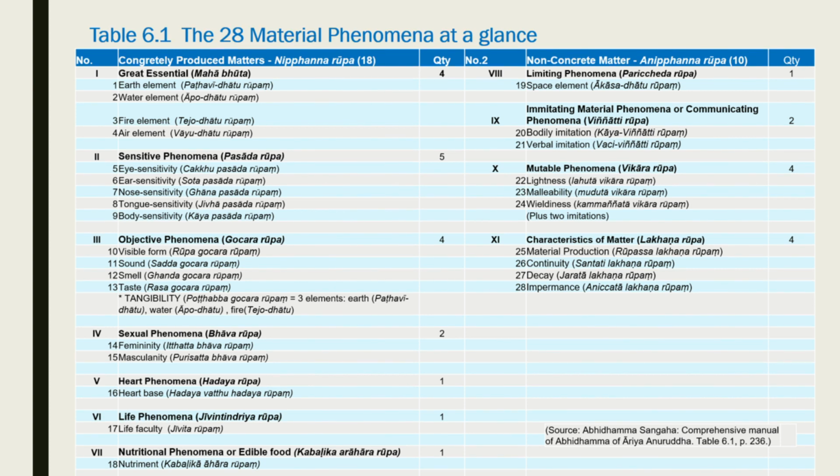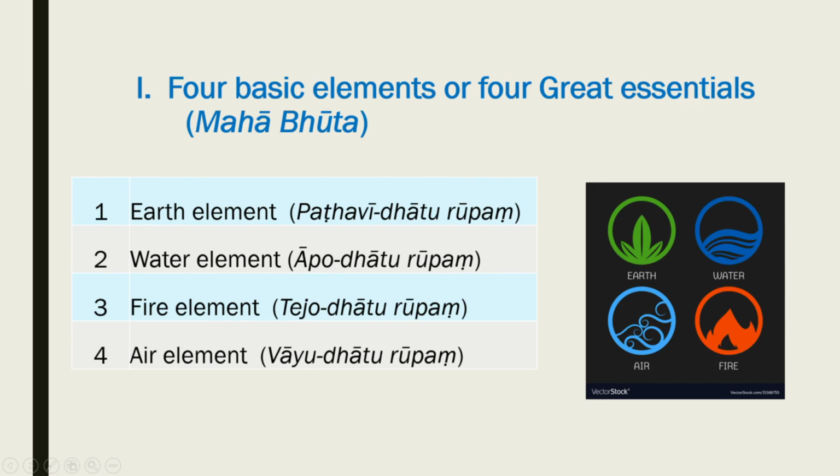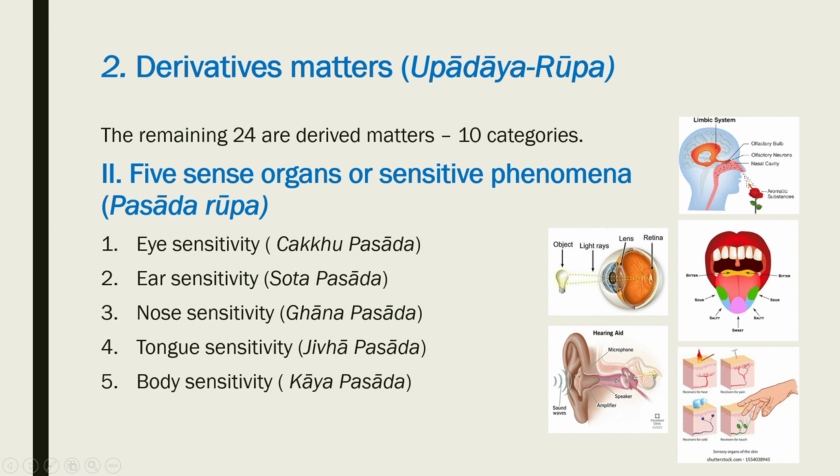For senior part 1, the most important thing is this: the 28 material phenomena. We'll go through the 28 again. When I attend this course, this is the most important of everything. You need to know first the earth element, water element, fire element, and air element. These are the 4 essentials, the 4 Mahabhutas. And then we have another 24 derivatives. You need to structure it out in such a way.